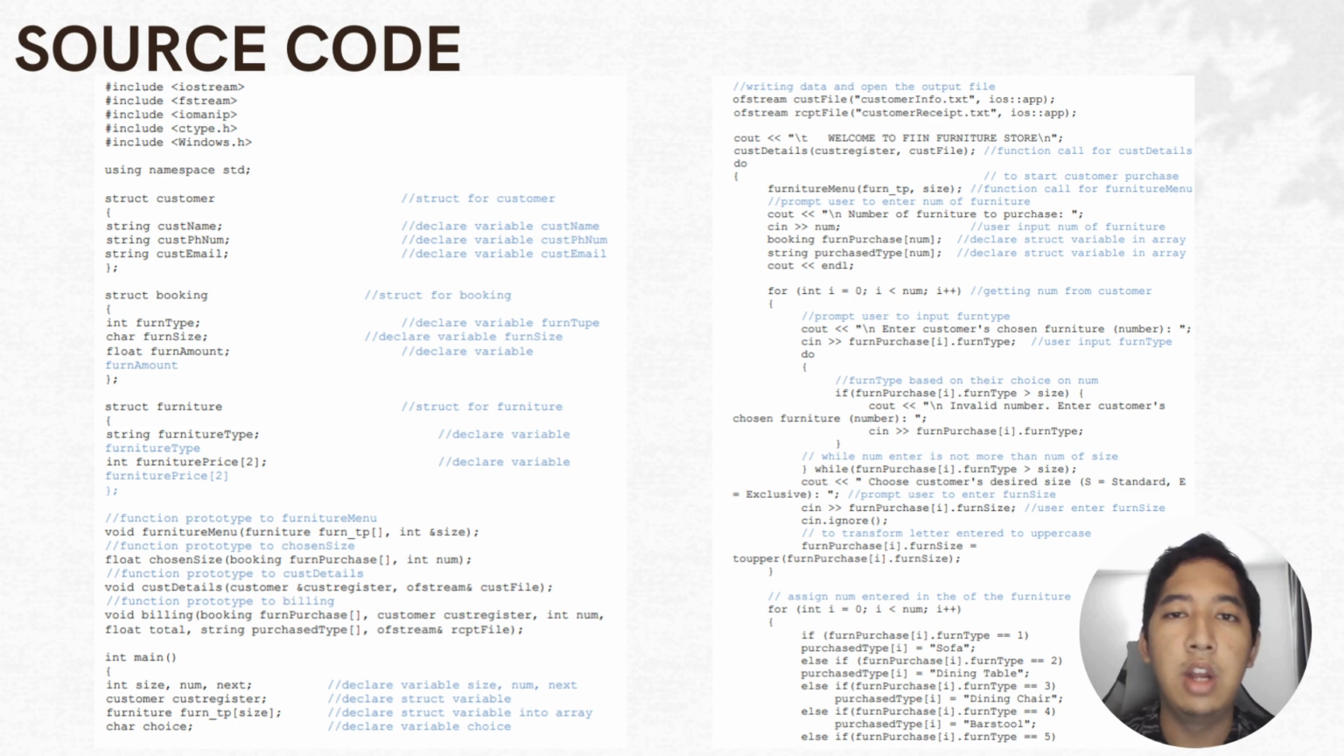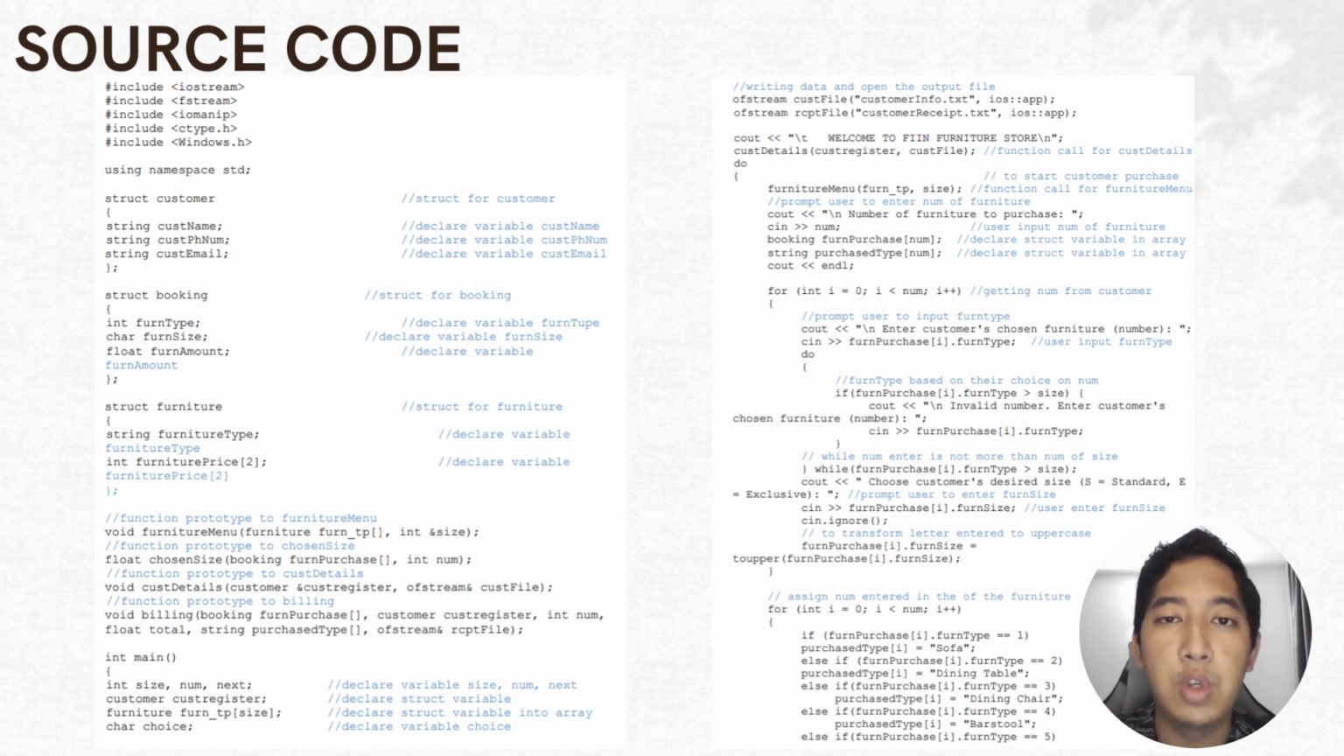So we also declared OF streams to display our input or process into a file, which is in here. There are 2 OF streams, I mean output files, which is cust file to display customer details into the customer info.txt file, and then the next one is rcpt file to display the customer's booking information in a receipt form into the customer receipt.txt file.